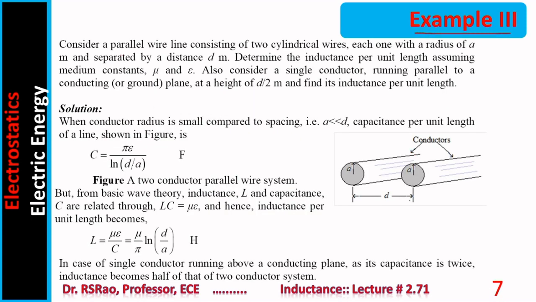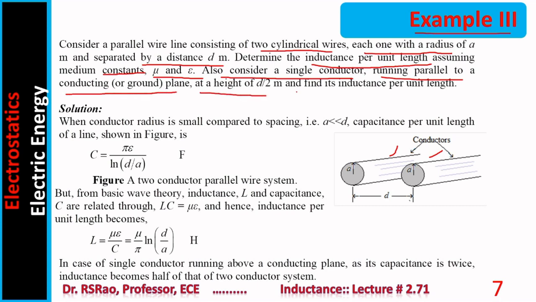Another problem, example 3. Consider a parallel wire line. Two wires running parallel to each other is a parallel wire transmission line, consisting of two cylindrical wires, each with a radius a meter, separated by a distance d meter. Determine inductance per unit length assuming medium constants mu and epsilon. Also consider a single conductor running parallel to a conducting ground plane at a height of d by 2 meter and find its inductance per unit length.